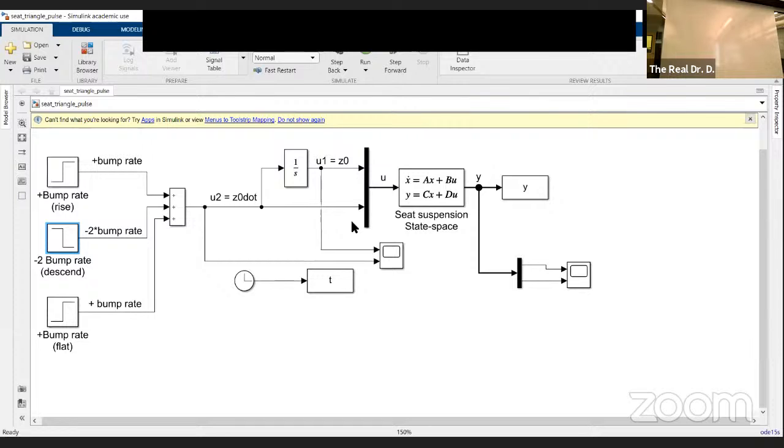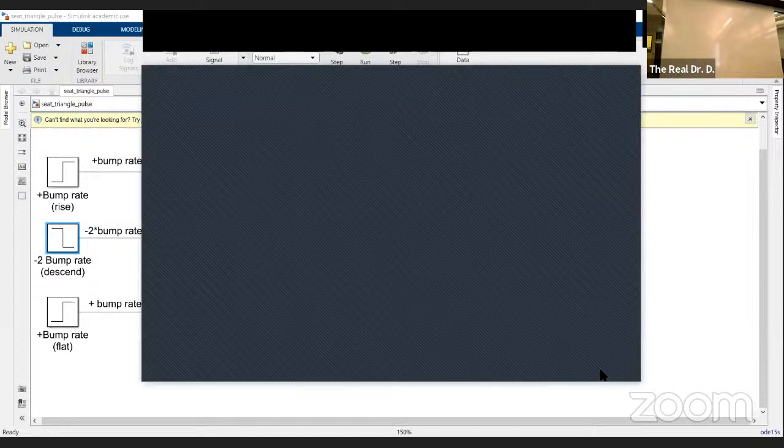The state space outputs Y and sends it to the workspace. And that's what's going to get plotted for us in a second. Or I could look at it on the scope, right? And what's happened here is I have demuxed this signal Y and split it up, and we can look at it here. Okay? So, go back to MATLAB.